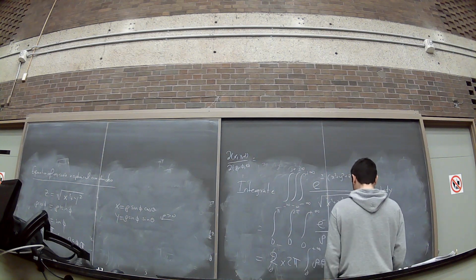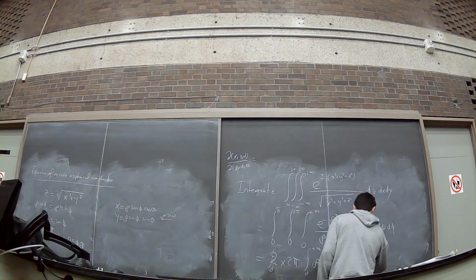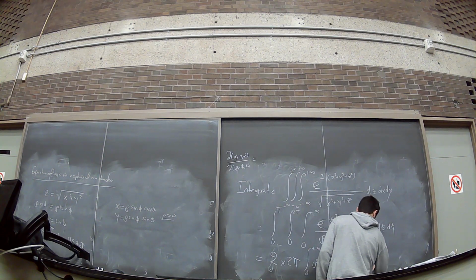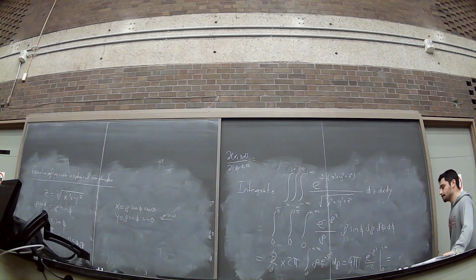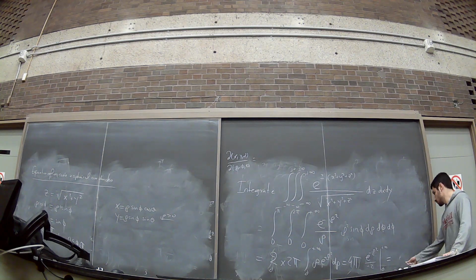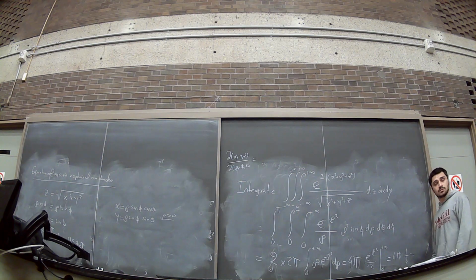4 pi times what? E to the minus rho squared over minus 2, from infinity to 0. What do you get here? So you get 4 pi times 1/2, right? You get 2 pi.